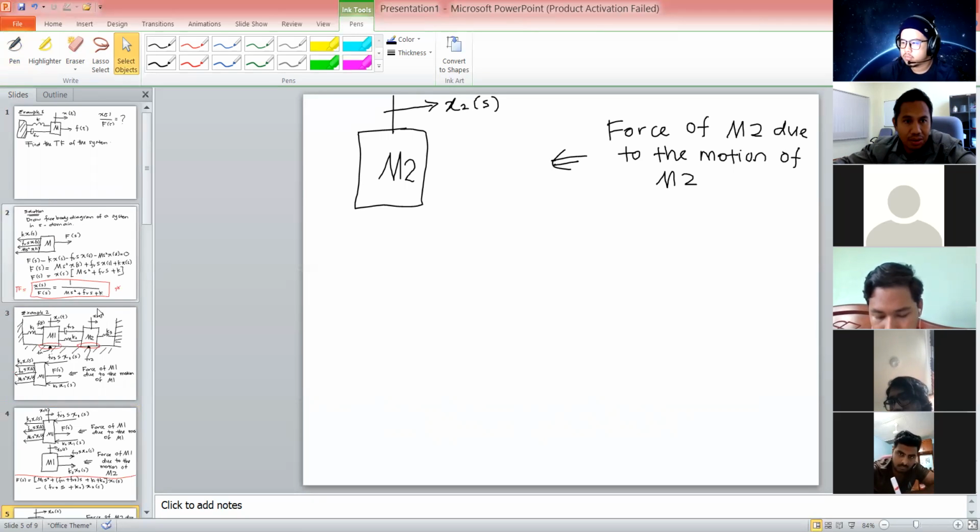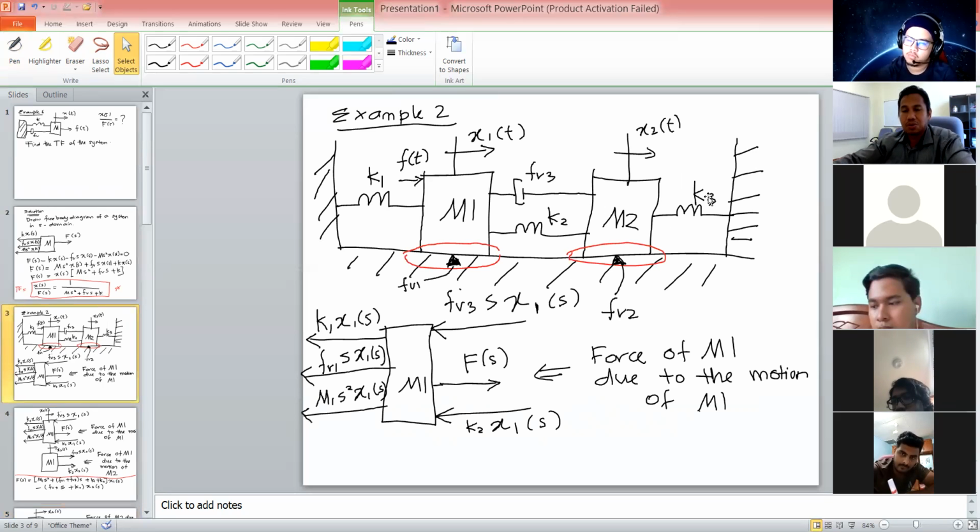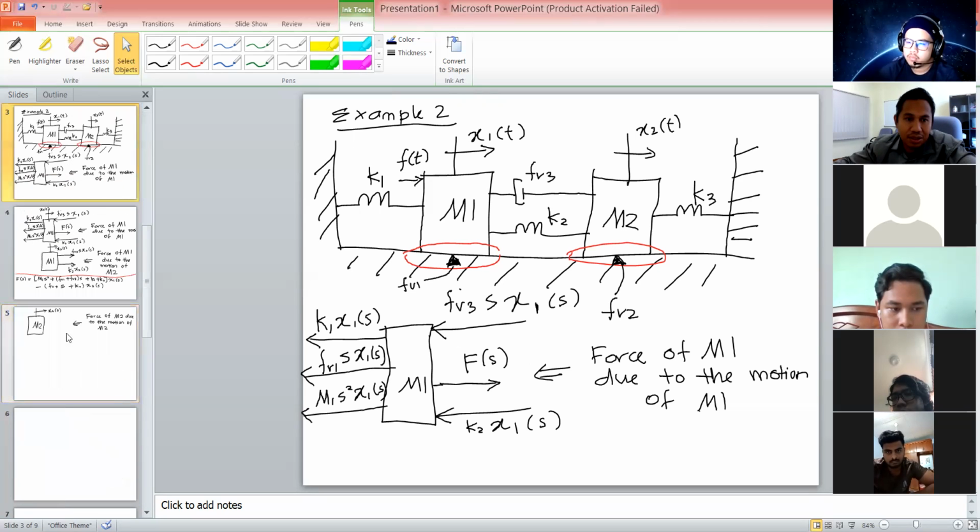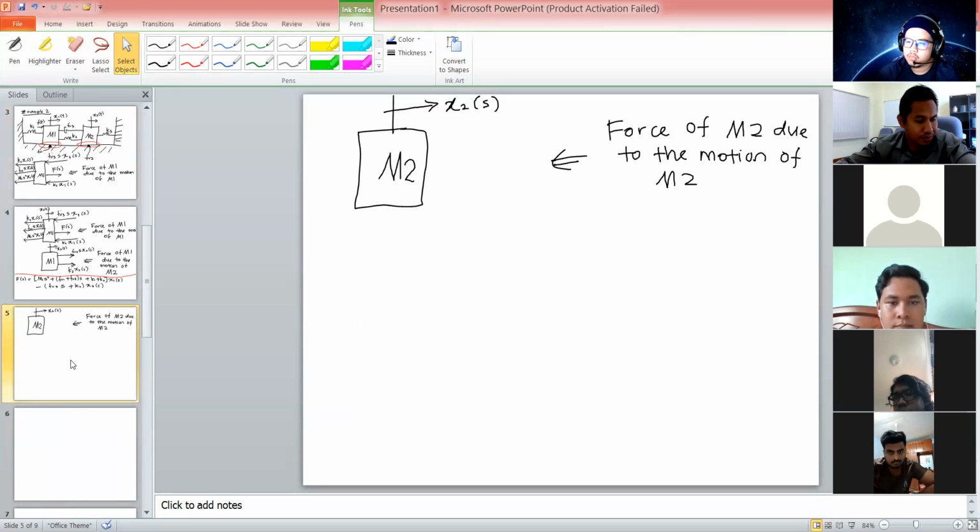Take a look at this. What forces do we have here? On the right hand side we have K3, and on the left hand side K2, FV3, K2, K3, and some more. FV2, friction, yes FV2, and M2. So we have K3 first.